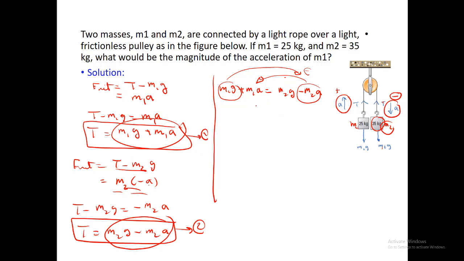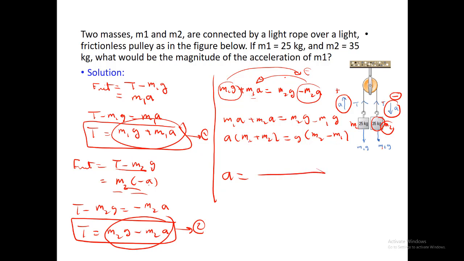Rearranging this equation, we will have the following. M1A, this one. Then I will get that here, positive M2A, equals M2G, and that one will go there with a negative sign, M1G. Here we have M1A and M2A. Let's take A as a common factor. So A times M1 plus M2 equals G times M2 minus M1. Don't forget we are looking for A. A equals this divided by that. It will be M2 minus M1 divided by M1 plus M2. Don't forget this is multiplied by G. This value divided by that value.